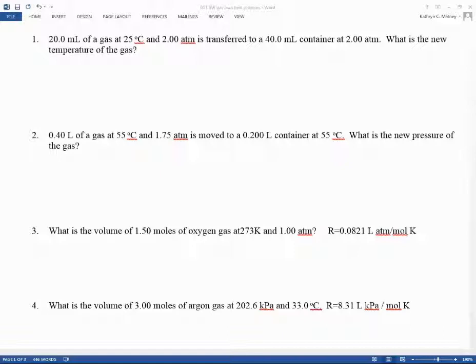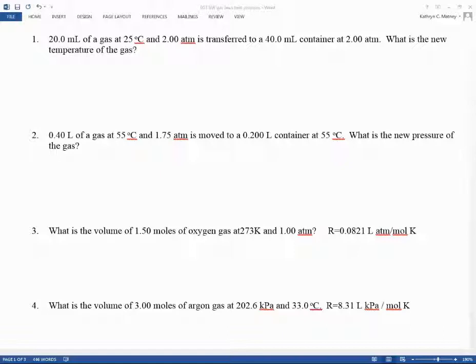No, it's because I know that if the volume doubles and pressure's held constant, the temperature has to double. Because I know that volume and temperature have a direct relationship. So when one gets doubled, the other gets doubled. When one gets cut in half, the other gets cut in half. That's what it means to have a direct relationship.